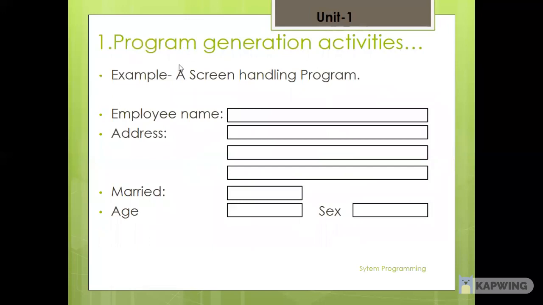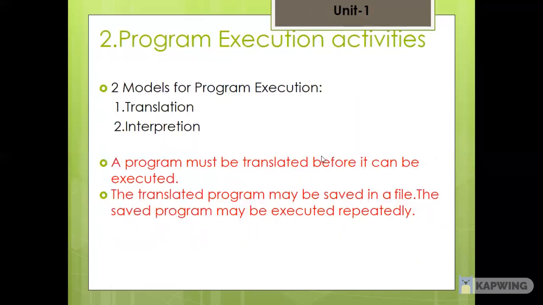A program generation example is a simple screen handling program with employee name, address, text box, married, age, and sex. So this is a simple program generation activity.